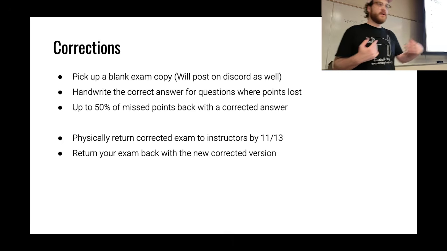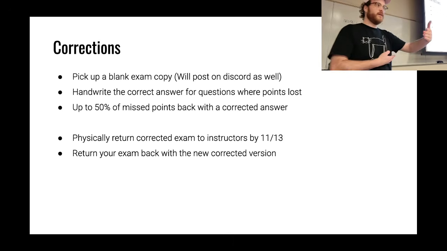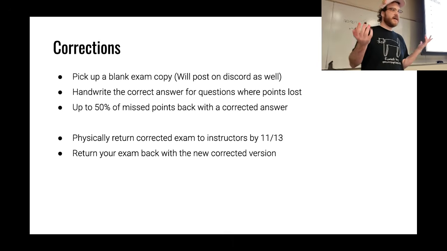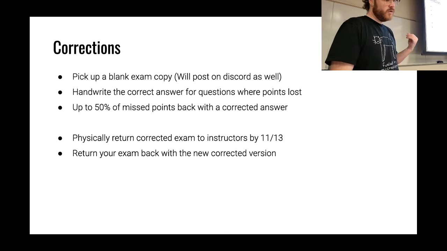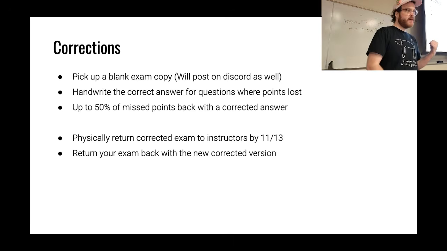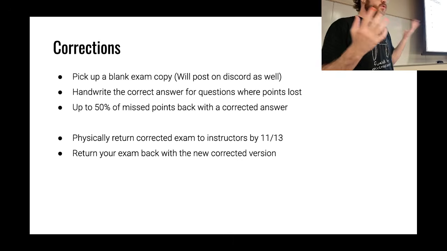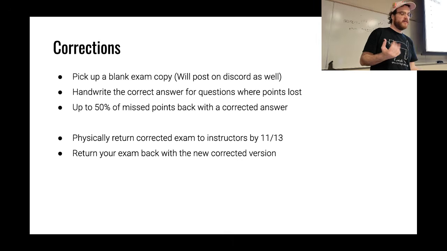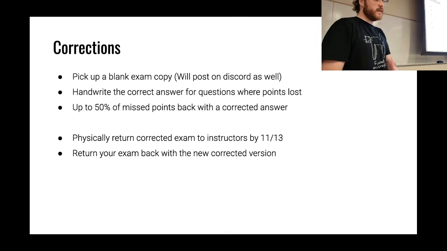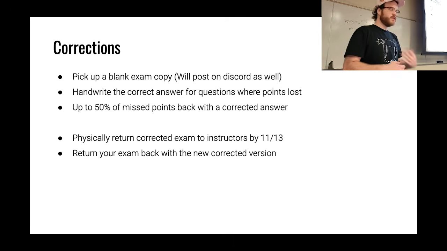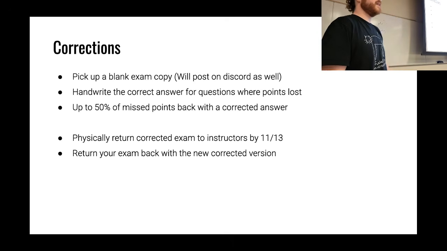So let's say that you got question 1 and question 12 wrong because maybe I forgot how to draw diagrams. And you pick up a blank exam, you print it off, you write the correct answers for the questions that you missed. So if you only missed questions 1 and 12, for example, you only do those. And then you can get 50% of the points that you missed back, obviously, if you get the answer correct on your corrected exam.